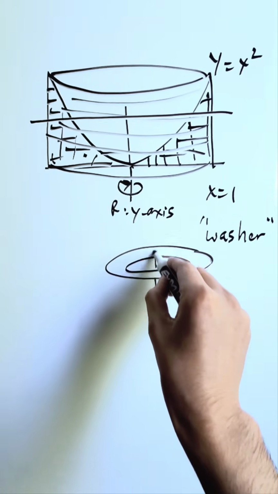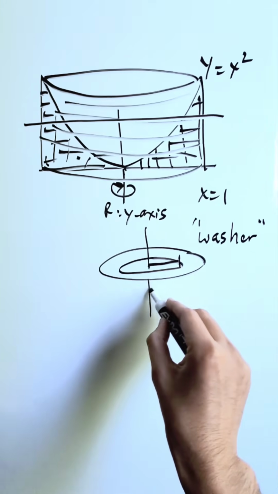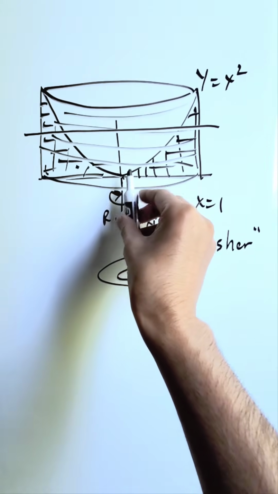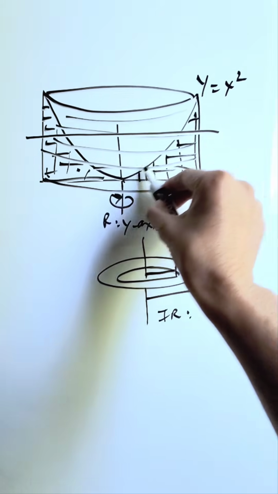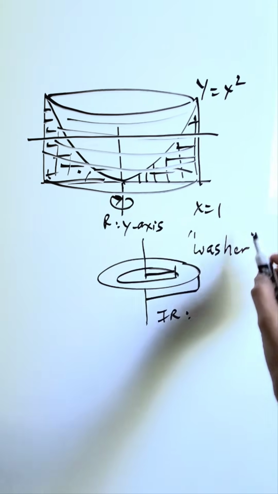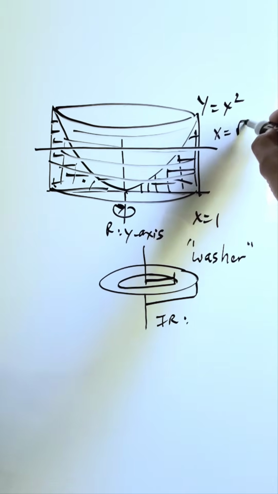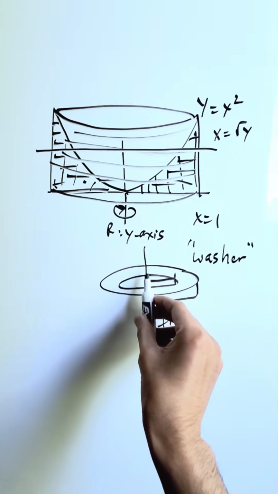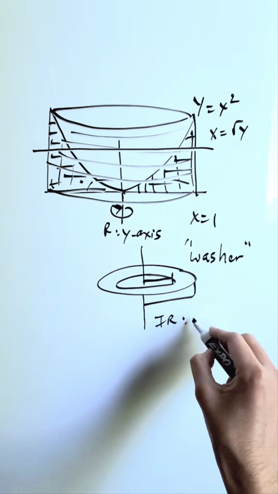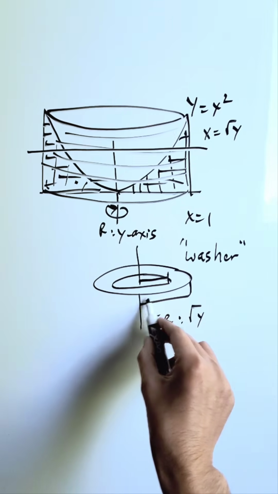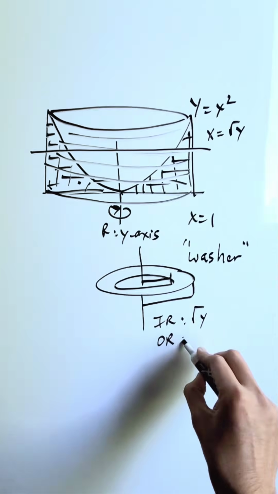Here's your y-axis coming through. You have a certain inner radius and an outer radius. What is the inner radius? You're going from your line of axis to your closest curve, which is y equals x squared. Everything here will be a dy integral. y equals x squared is no different than x equals root y. So your inner radius from your y-axis to this first curve is going to be root y. You have an outer radius going from your y-axis up to this x equals 1, so that's just 1.